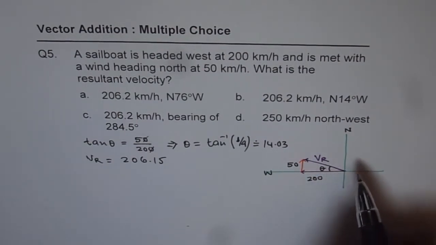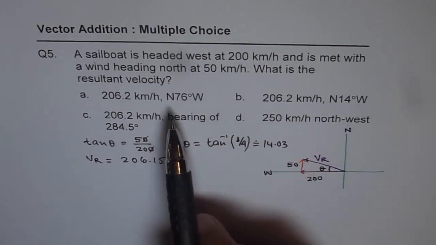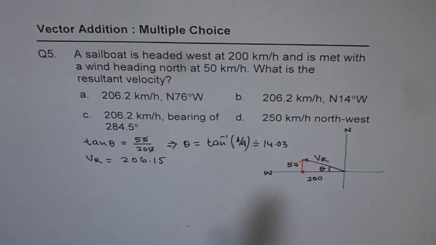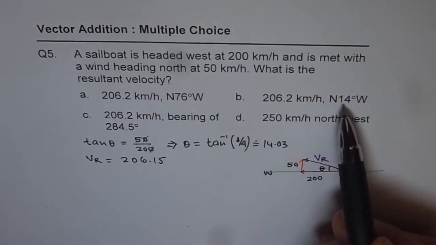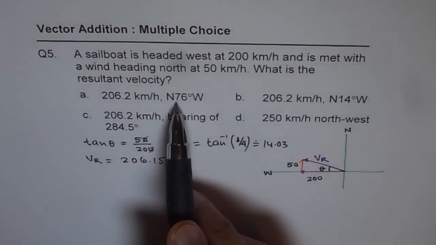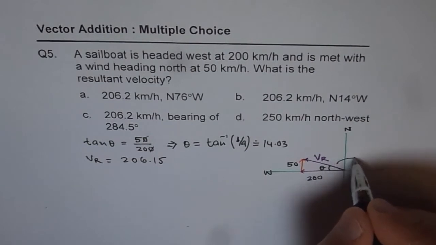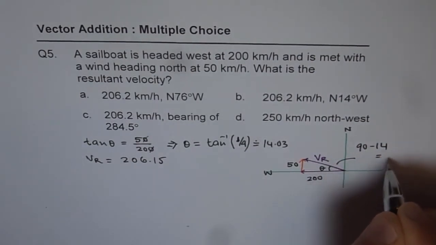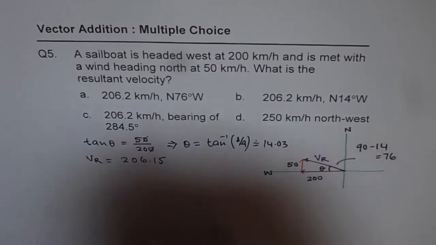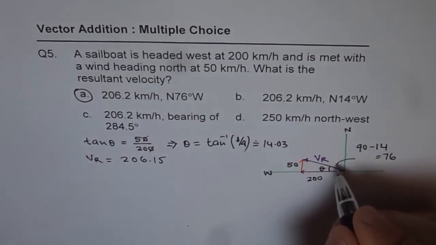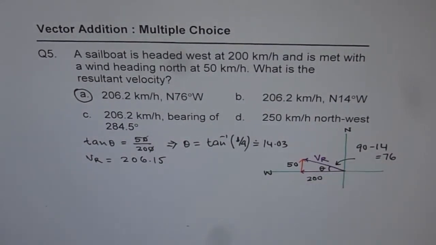Now let's see the options. What do we have? So first is, well, the angles match for the first and second combination. So this is north, from north 14 degrees, while this 14 degrees is not from north, it is from west. And here we have north 76 degrees. So this is indeed 90 minus, let's say 14, which is 76, right? So option A is the right option. So that is how we can get the right answer in such cases.